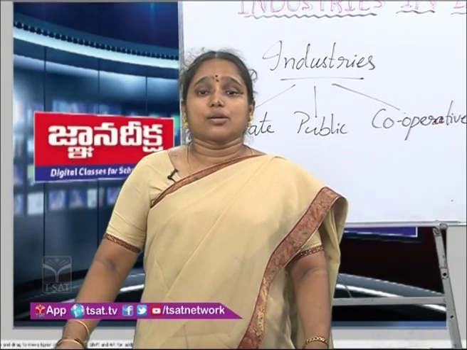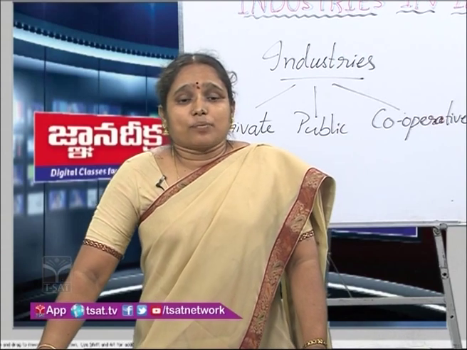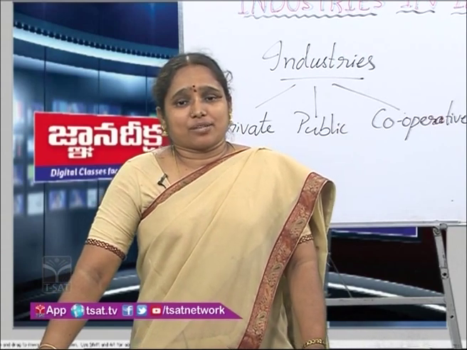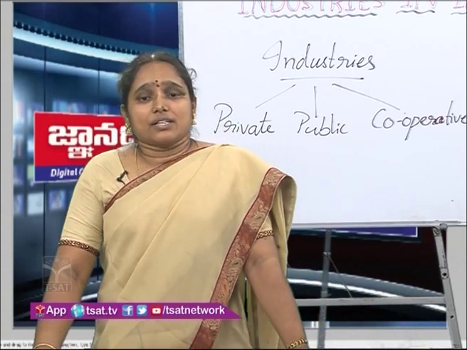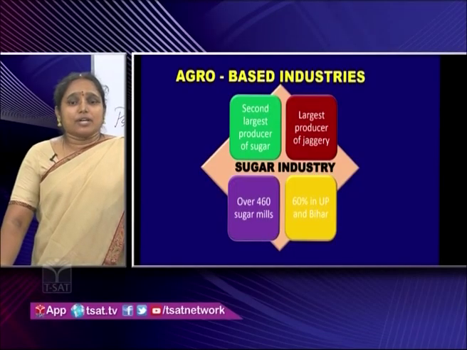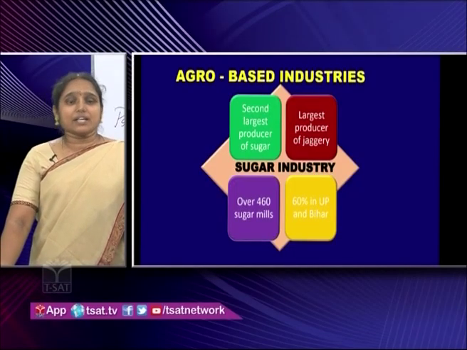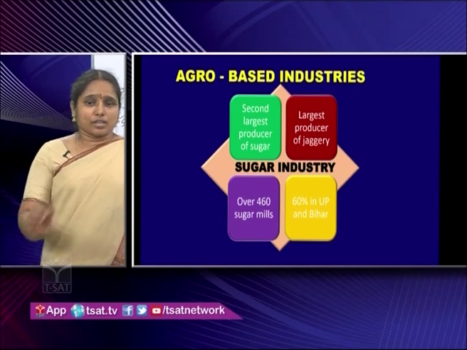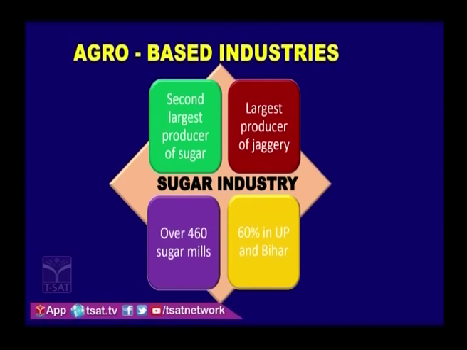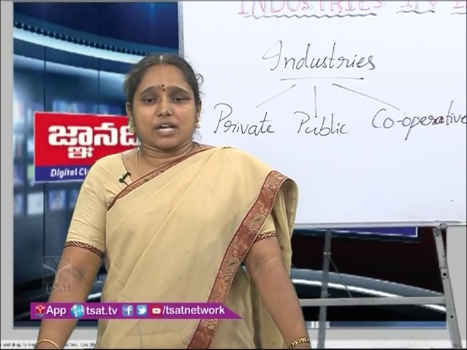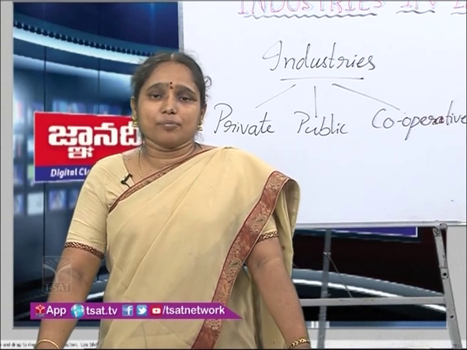And the next agro-based industry is the sugar industry. India is the second largest producer of sugar and the largest producer of jaggery and khandasari, what we call white patti ke bella in our local language. Jaggery and khandasari are the things for which India is the largest producer, and over 460 sugar mills are located in India, out of which 60% are present in UP and Bihar.